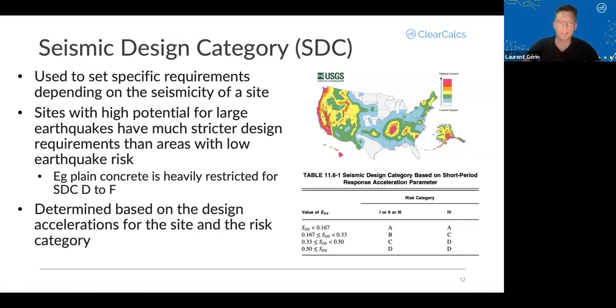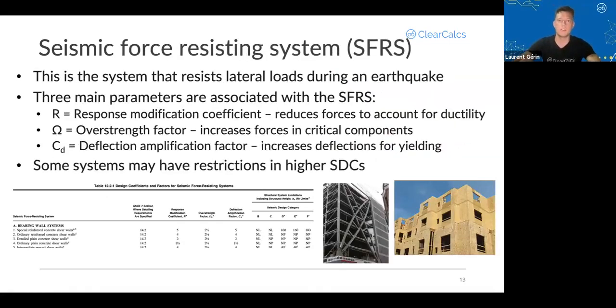Okay, next I'm going to talk about the seismic force resisting system, so the SFRS. This is basically your building is shaking sideways, something's got to prevent it from tipping over. That's where your SFRS comes in. Examples of this might be wood shear walls or steel cross bracing or portal frames or concrete shear walls or masonry shear walls or something like that. Those are all forms of seismic force resisting systems.